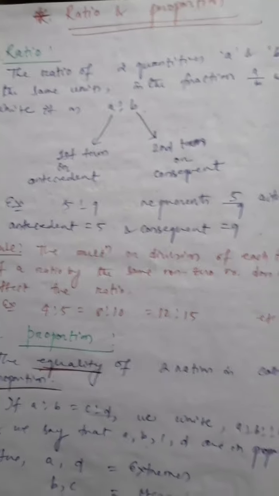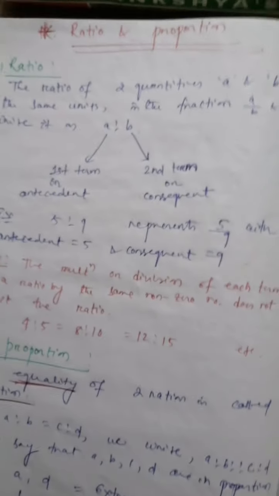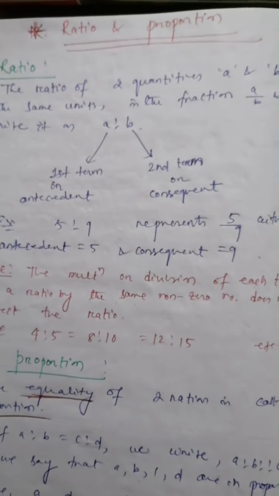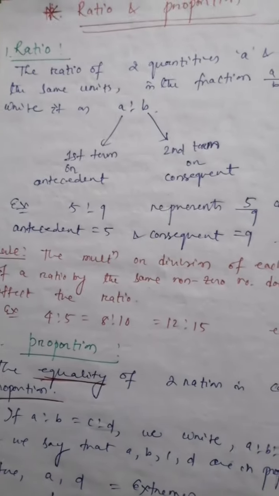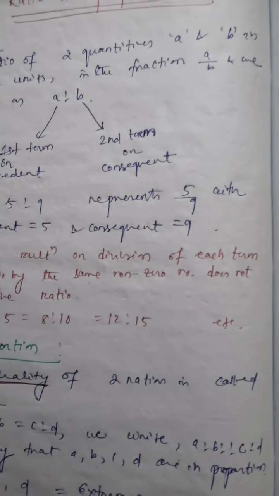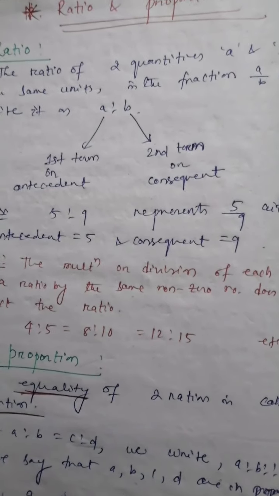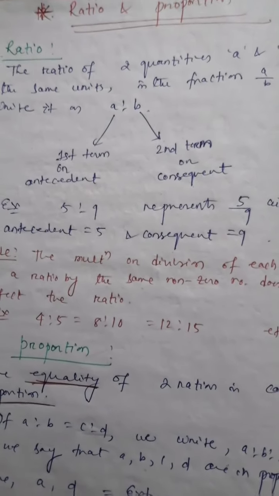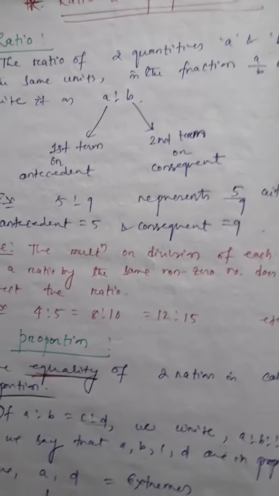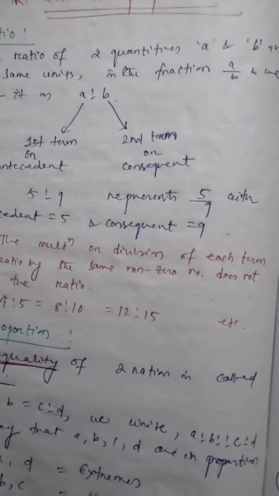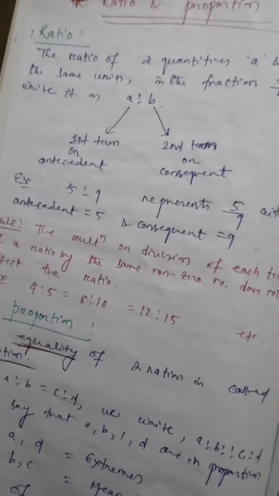Point number 1 defines what a ratio is. The ratio of two quantities A and B in the same units is the fraction A by B, and we write it as A is to B, where the first term is the antecedent and the second term is known as the consequent. Fine.